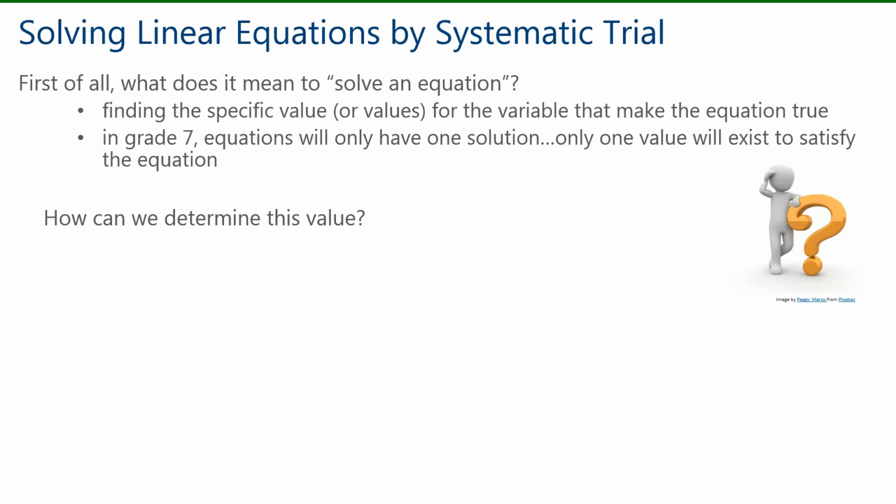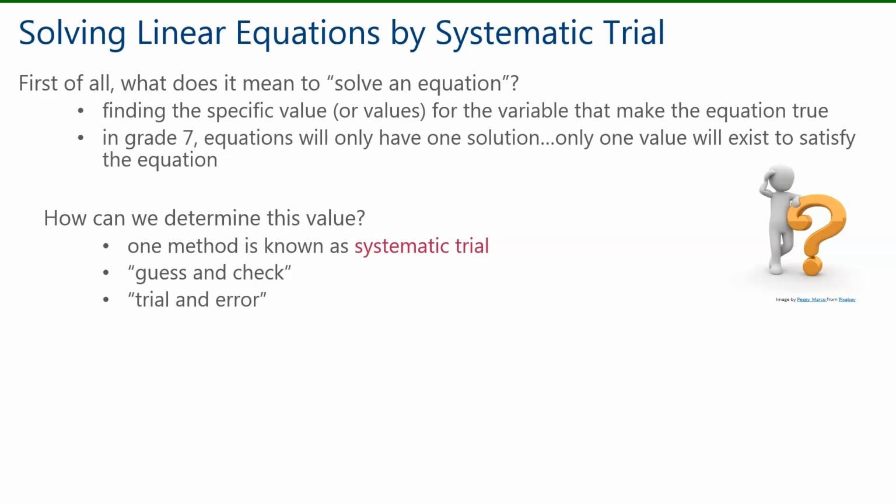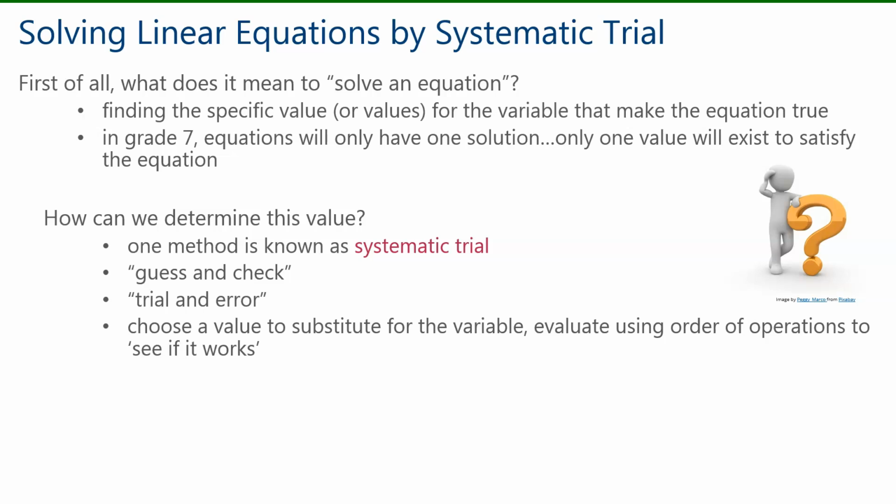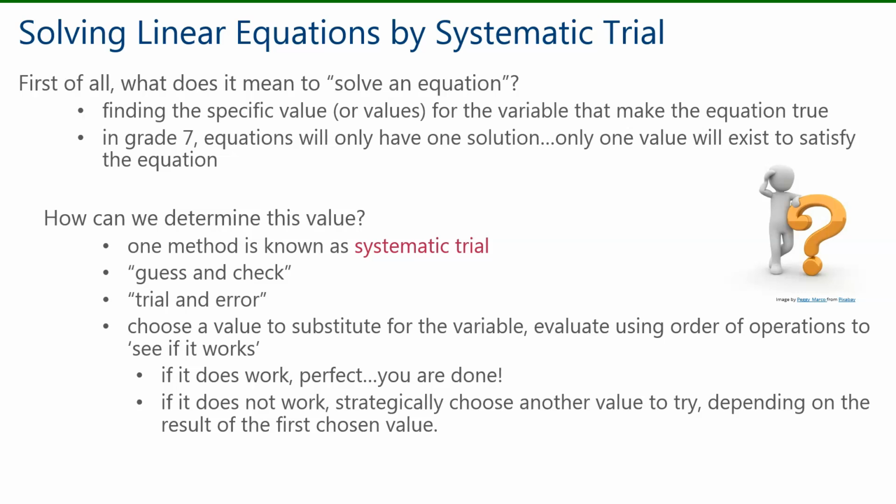And how can we determine this value? One method is systematic trial, also known as guess and check, or trial and error. So what we're doing here is essentially choosing a value to substitute for the variable. We evaluate it using order of operations to see if it works. Does it give us the answer that we need? If it works, great, you're done. But if you choose a value that does not work, we have to strategically choose another value depending on the result of the first chosen value.